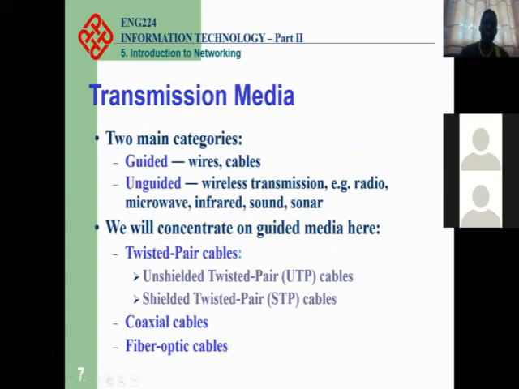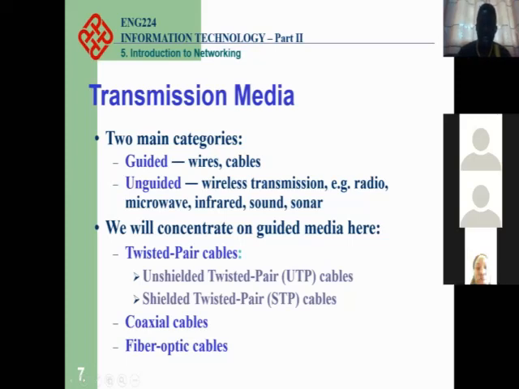So, based on transmission media, we have guided, which is the one I explained as cables. You guide the network using cables or wires. We also have unguided. For unguided, we are talking about radio, microwave, infrared, sound, sonar, etc. Now, when we talk about wireless networks, if you have ever shared anything with your friend using Xender, or shared something using Bluetooth, all those are wireless networks. I'm sure all of you have used Xender and Bluetooth before, etc.